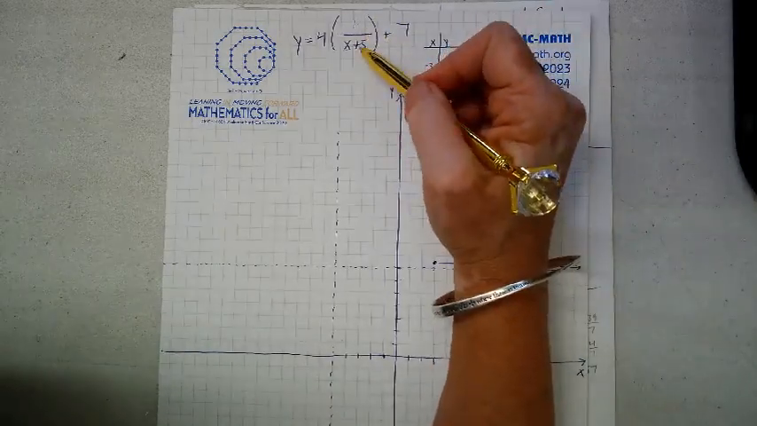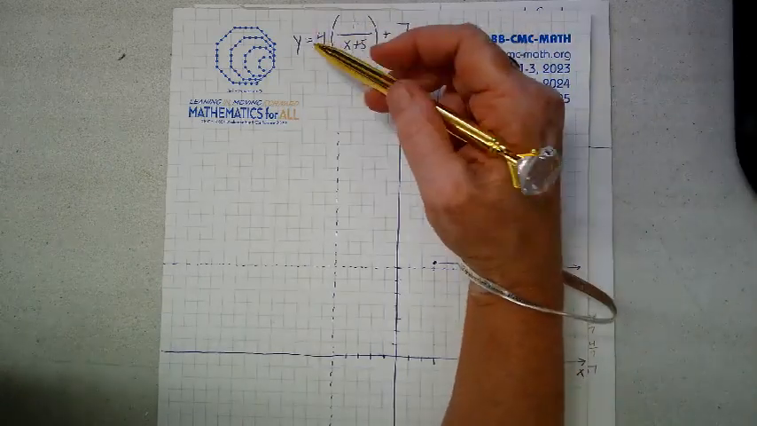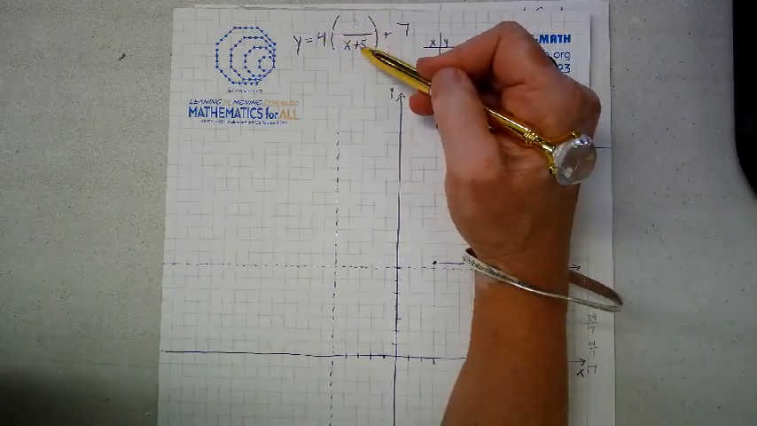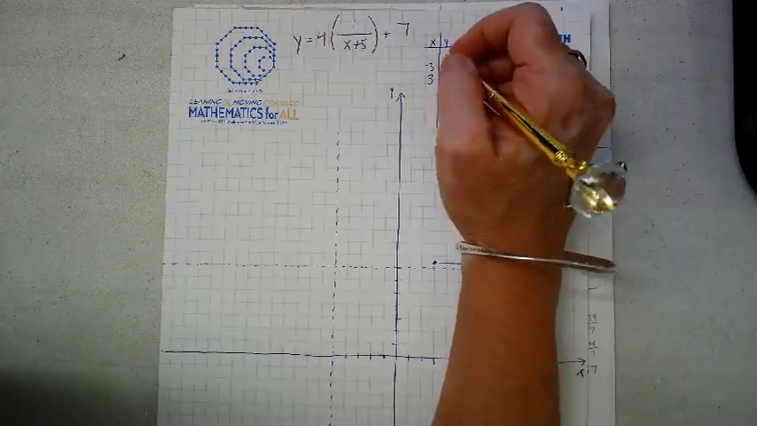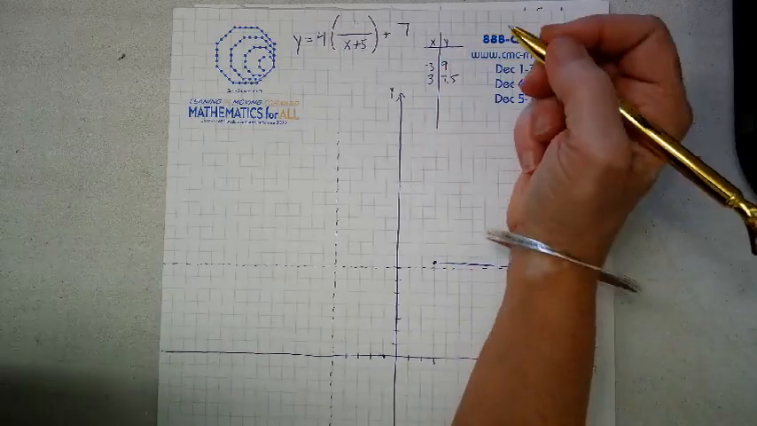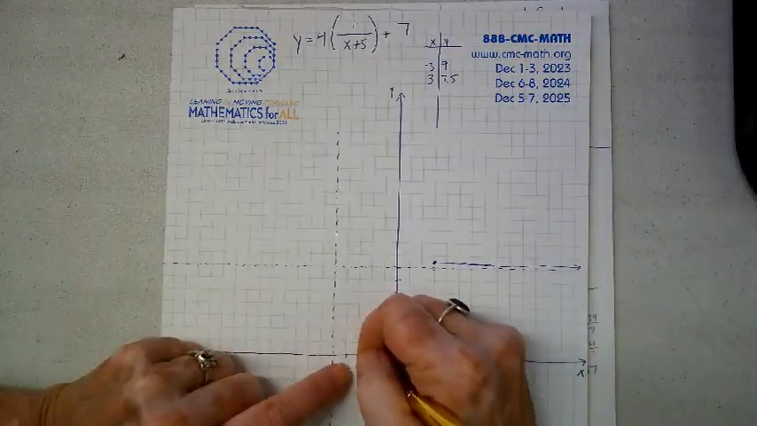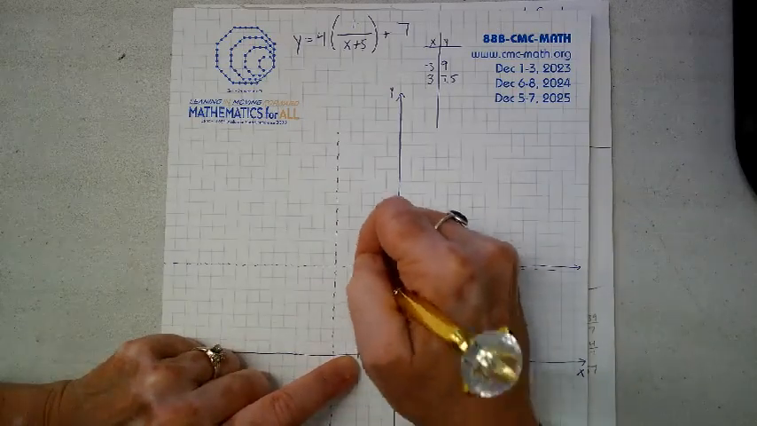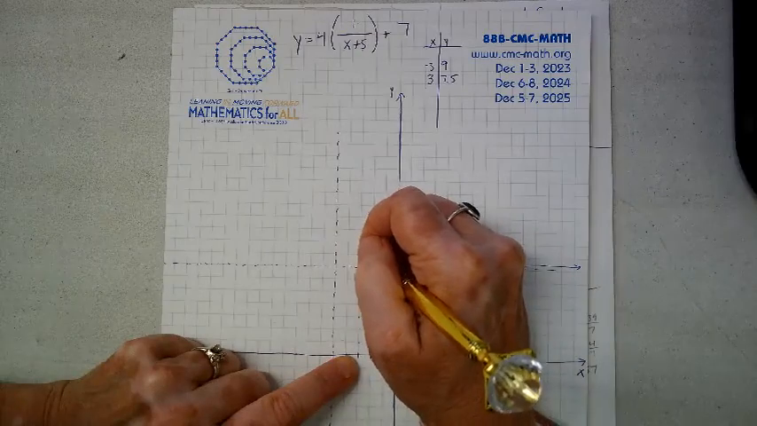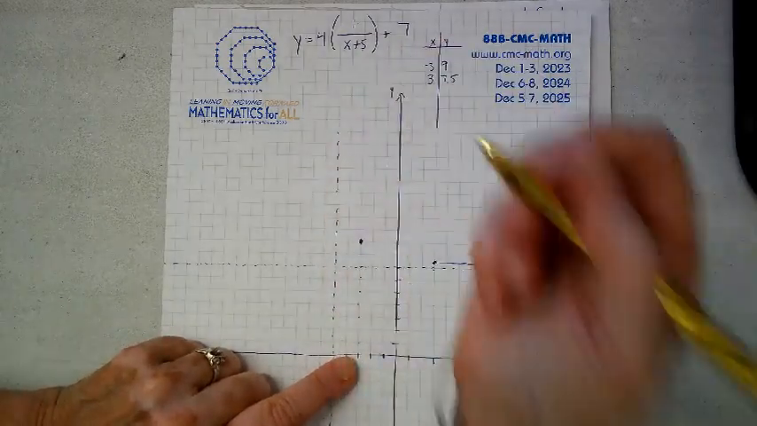So -3 plus 5 gives me 2. And then that's 4 times a half. 4 times a half, that's 2, plus 7, that's 9. So -3 is going to give me 9. 2, 3. 1, 2, 3, 4, 5, 6. So that's kind of helping me know how my graph's going to go.